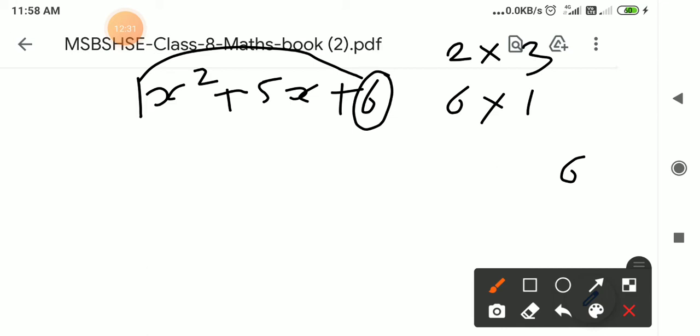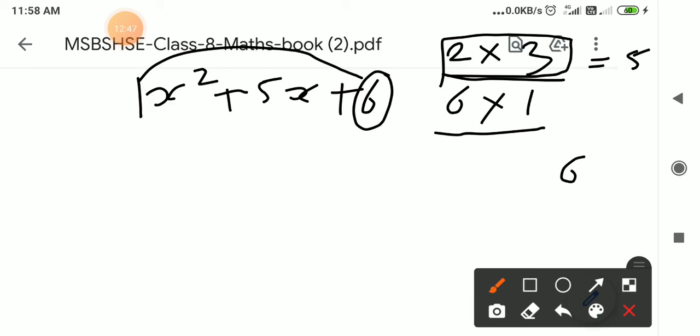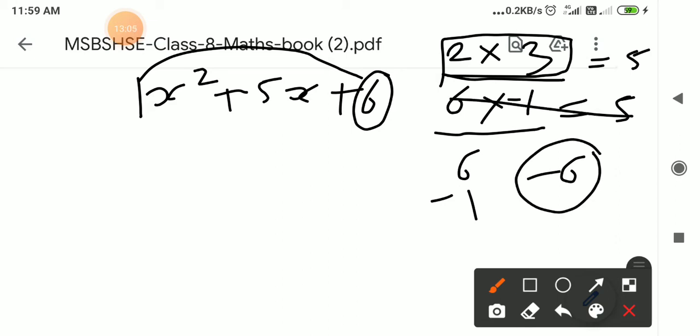6 factors we have to find for 5. Now we have written here 2 3s are 6 and 6 1s are 6. Now we want to find the factors for 5, the middle x coefficient. If you do the addition of 3 plus 2, we are getting 5. And here also, 6 and 1, if we do the subtraction, 6 minus 1, we are getting 5 only. But the multiplication of 6 and minus 1 is minus 6, it is not plus 6, so we have to cancel this.